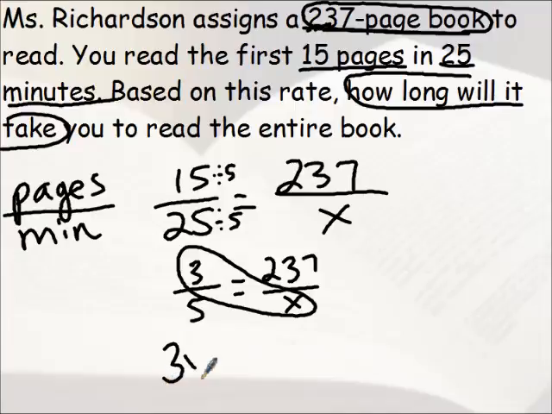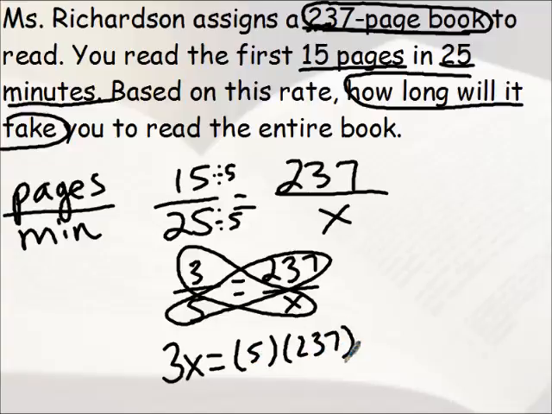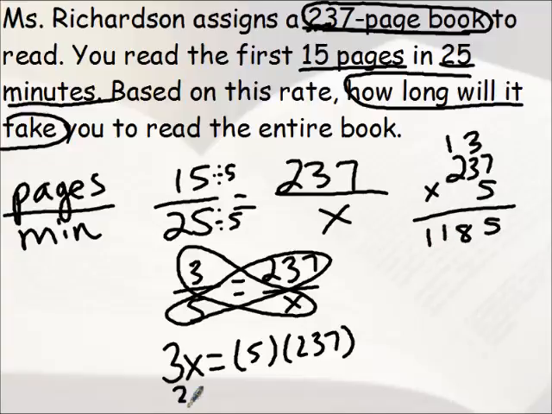So I have 3 times x is equal to 5 times 237. So I'll take 237 times 5, and I get 3 times x is equal to 1,185. Now the last step, I will divide 1,185 by 3.